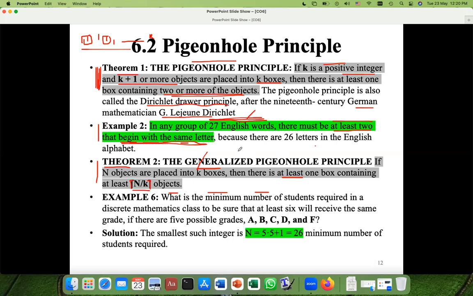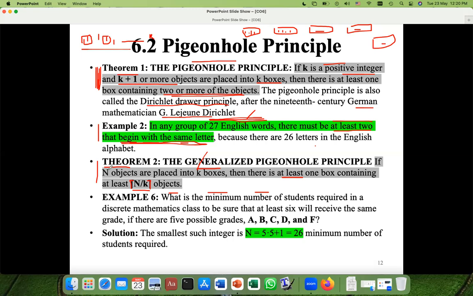What this generalized pigeonhole principle is saying is that if you have 5 boxes and you have 21 objects, what will happen? 1, 2, 3, 4. So 4.2. First you will have 4 objects in all these boxes. When you have 4 objects in all these boxes, it becomes 20.